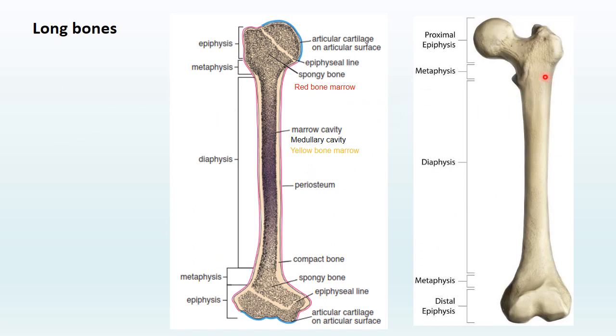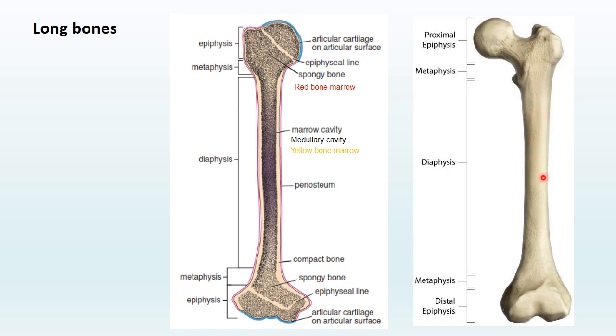Long bone is divided into the following. As you may have noticed, the long bone has 2 expanded ends, a proximal one and a distal one, and these ends are connected by a long shaft or middle part. This expanded end is called epiphysis. So we have 2 epiphyses, plural of epiphysis. We've got proximal and distal epiphyses.